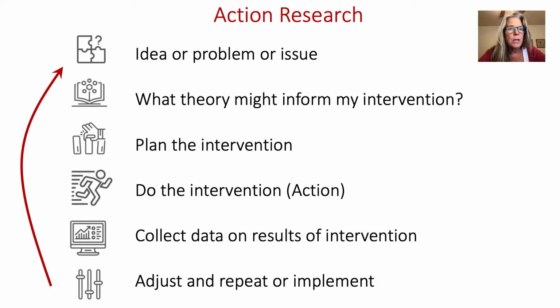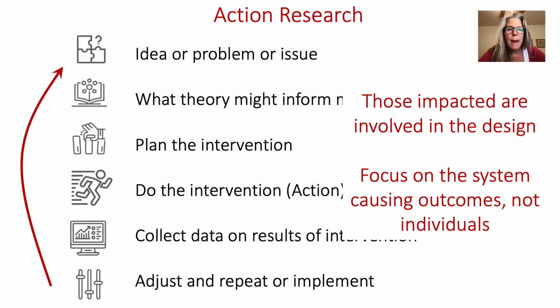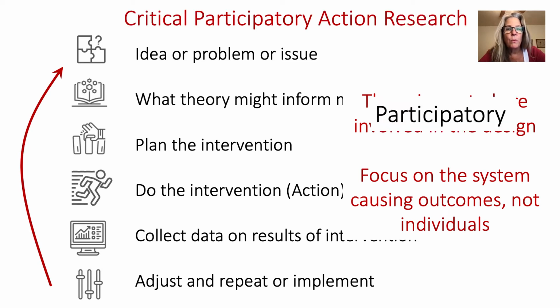So we actually are aspiring to use critical participatory action research, and the way that differs from action research is that those impacted or involved in the design are part of the process. And then also we focus on systems changes that are causing the outcomes, not the individuals. So in this case, this really looks like the type of action research that's called critical participatory action research. That's where we have participation of everybody that's involved, and we also do critical analysis of the systems.